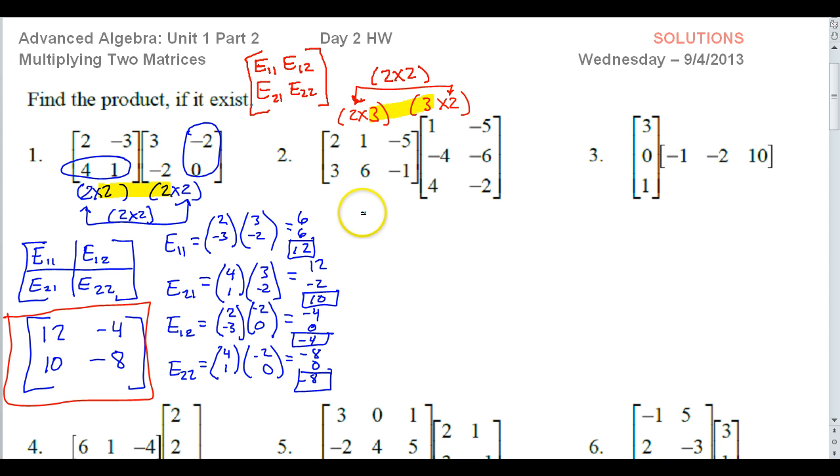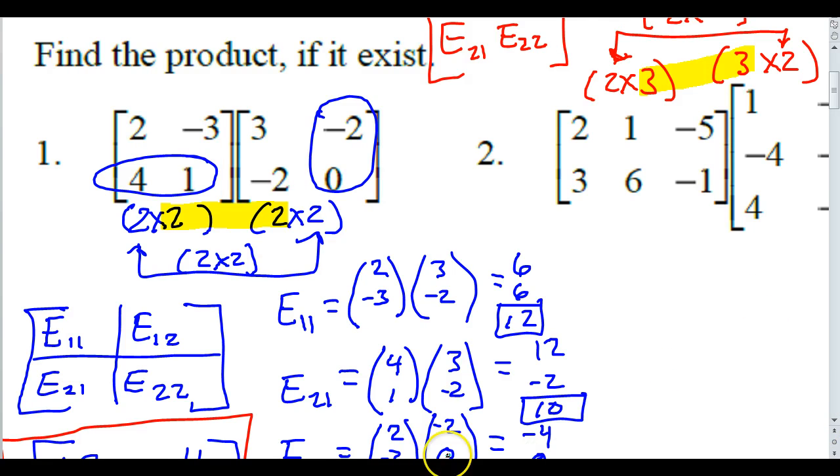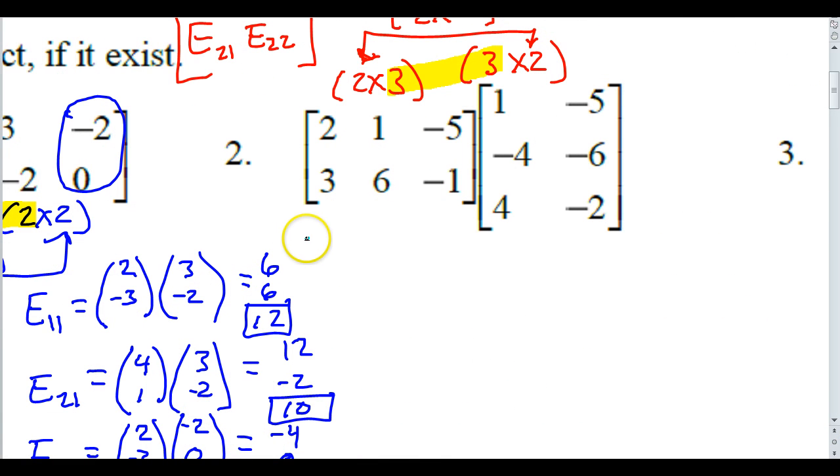So let's just find these one at a time. I'm going to try to zoom in a little bit more. As I find element 1, 1, this is going to be row 1 times column 1. Maybe I'll do the highlighter. So I'm talking about row 1 times column 1.